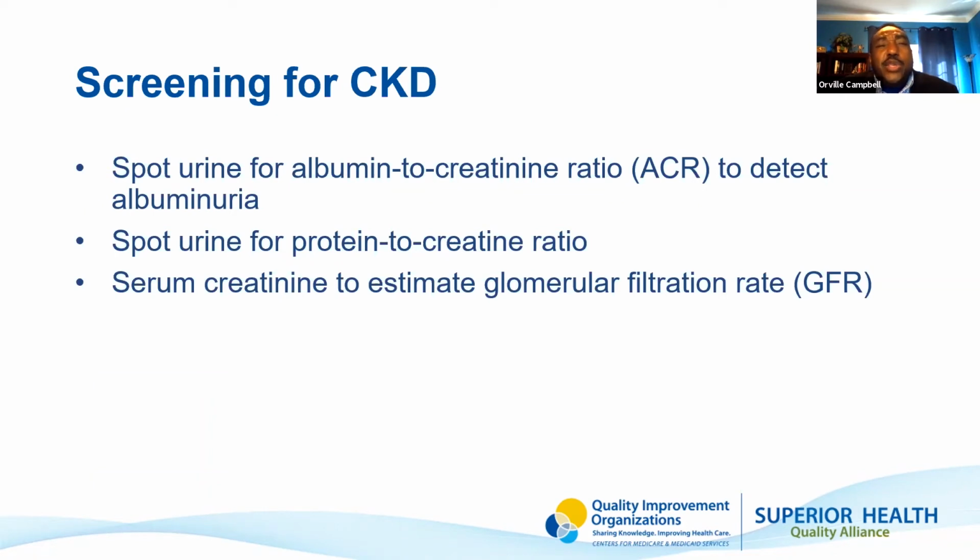So again, the urinalysis followed by the spot urine albumin to creatinine ratio, or the ACR, and the spot urine protein to creatinine ratio, followed by serum creatinine and the estimated GFR, or glomerular filtration rate. Next slide, please.